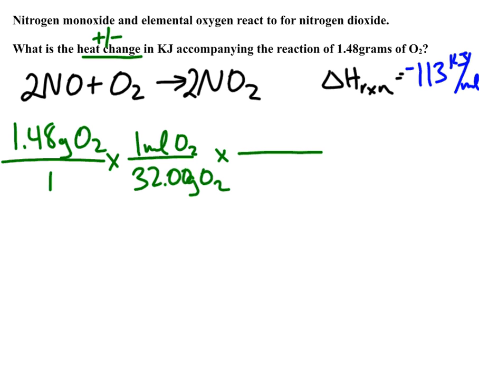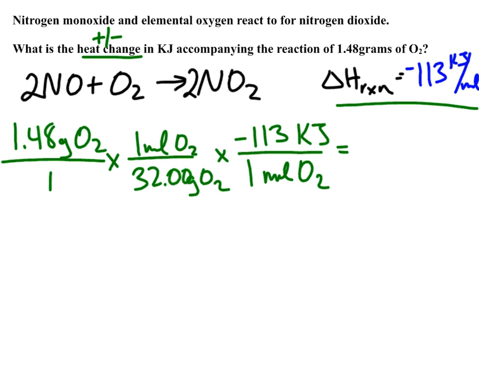And then I also know that for every 1 mole of O2, according to stoichiometry, the chemical equation and the heat of reaction, there's a negative 113 kilojoules that are going to be released in this exothermic reaction. So I'll go ahead and do the math, just to make sure it works.